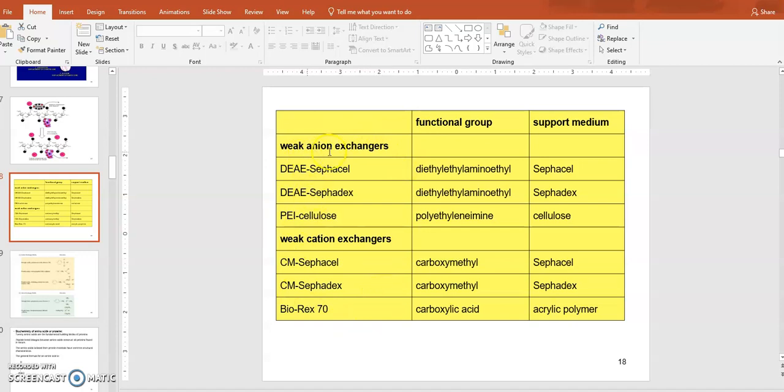So weak anion exchange columns: DEAE Sephacel or DEAE Sephadex or PEI cellulose. They have functional groups that are positively charged, and a medium made out of polymers. And for cation exchangers, the resins are anions, of course. They have names like CM Sephacel or CM Sephadex or BioRex 70. They have this functional group, carboxymethyl. Different kinds.